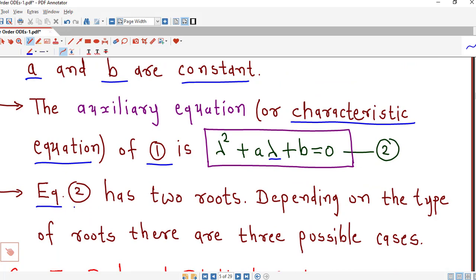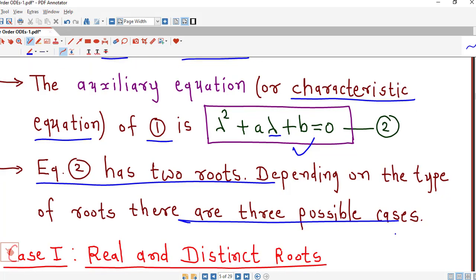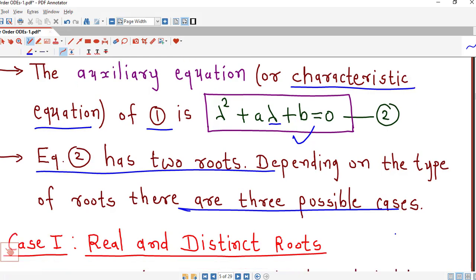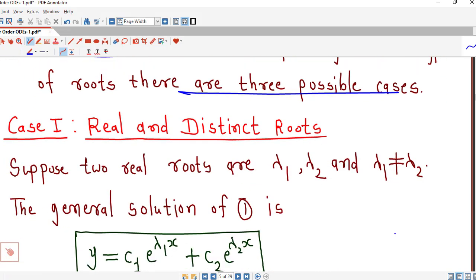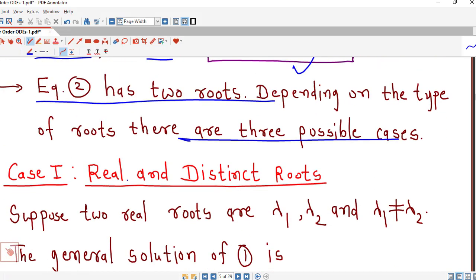Now as we know, this auxiliary equation is a quadratic equation in lambda, so it will always have two roots, and depending on the type of roots there are three possible cases. So we discuss all these three cases one by one. The first case is both the roots are real and distinct or different. So suppose the two real roots are lambda 1 and lambda 2 and they are different.